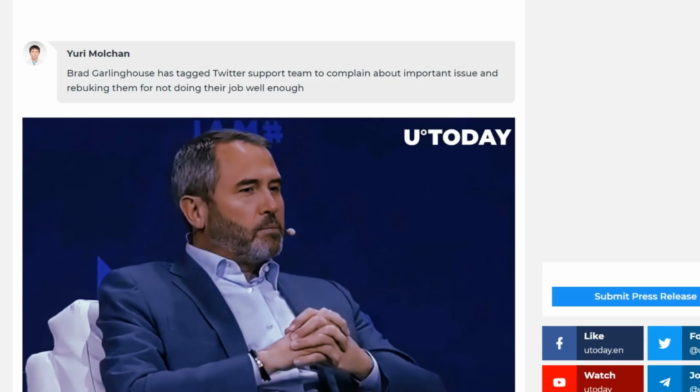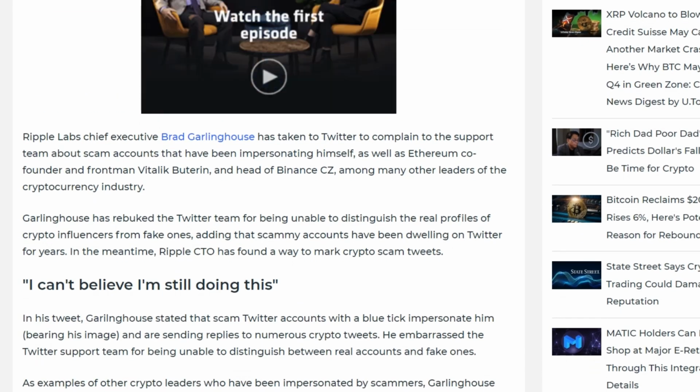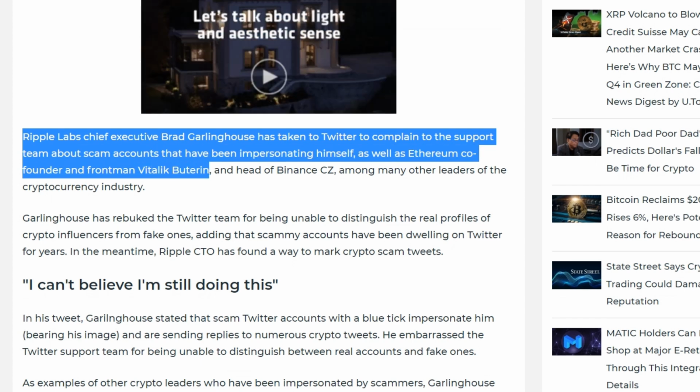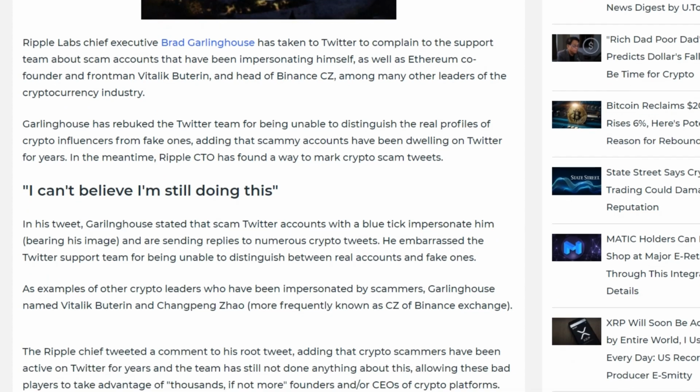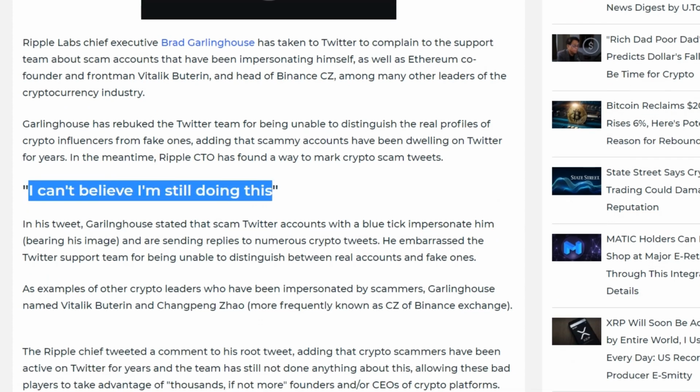In a recent tweet, Brad Garlinghouse, CEO of Ripple, expressed his outrage at the growing number of fraudulent bots on the popular platform. In addition, he can't believe that he still needs to report his copycats to the Twitter support service.